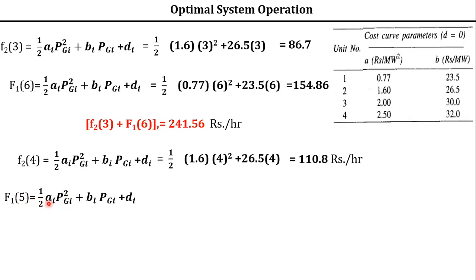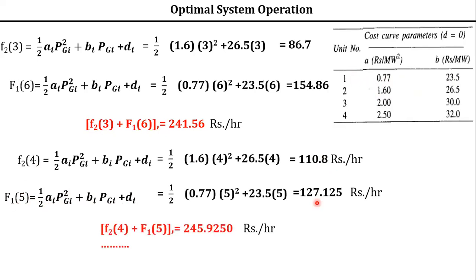So for the first unit, take the coefficients of AI, BI: 0.77, 23.25. You substitute those things, so this will be your answer. Add these two, F2 of 4 plus F1 of 5. This is your value; 245.925 is the right answer. So people have given the right answer.